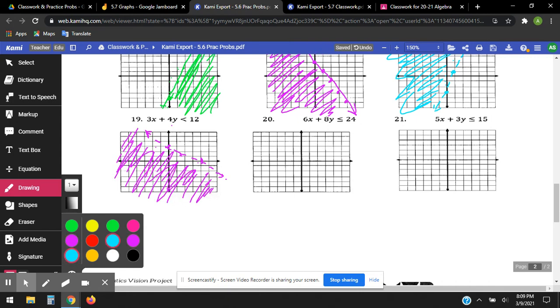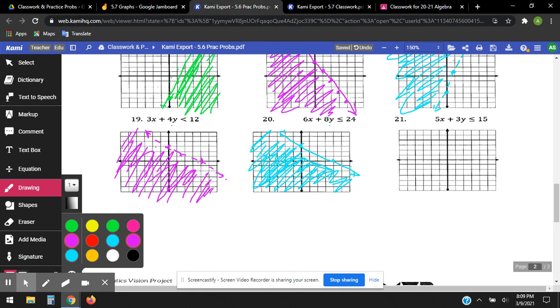Okay, next one. My x is a 0, my y has to be a 3. And if my y is a 0, my x needs to be a 4. And it is an equal, so we can have a line on here. And the y is less than.